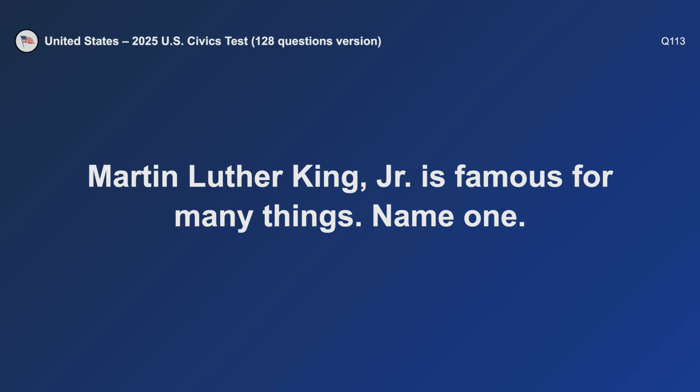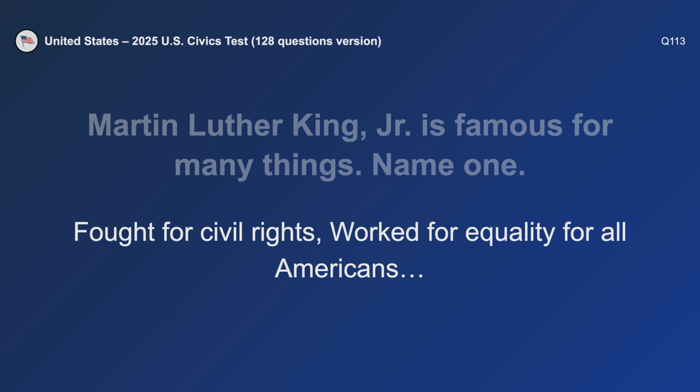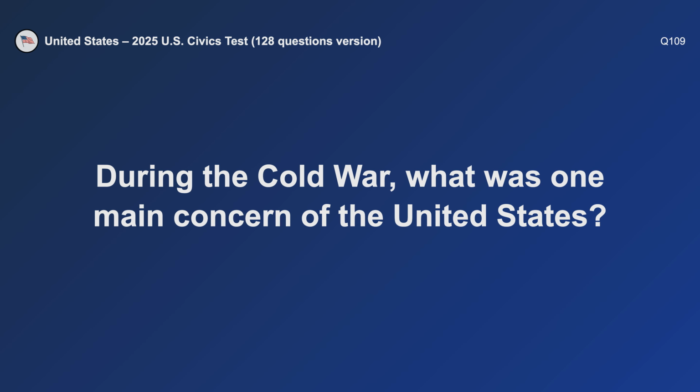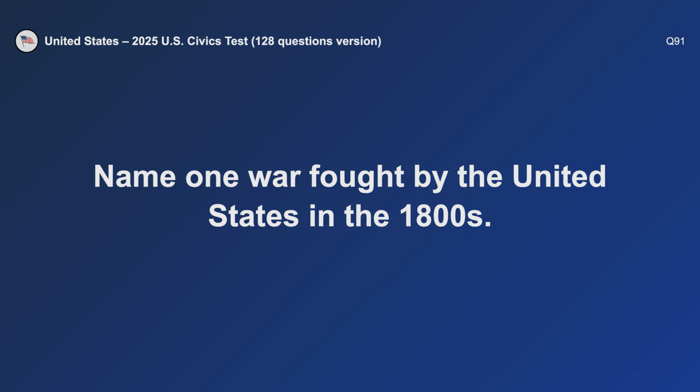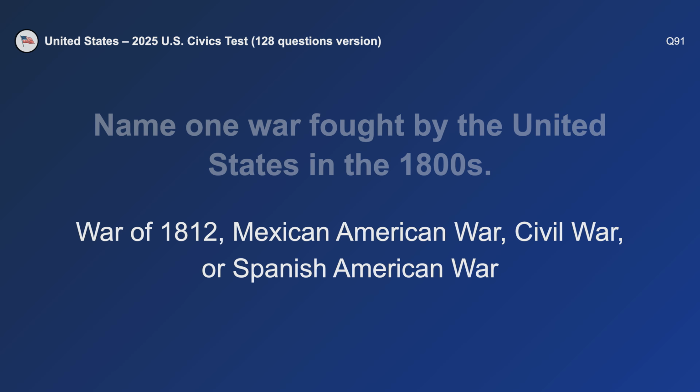Martin Luther King, Jr. is famous for many things. Name one. Fought for civil rights. During the Cold War, what was one main concern of the United States? Communism. Name one war fought by the United States in the 1800s. Civil War.